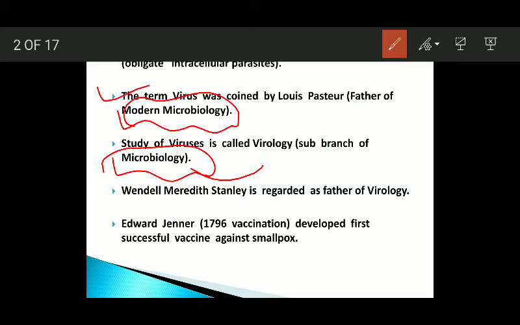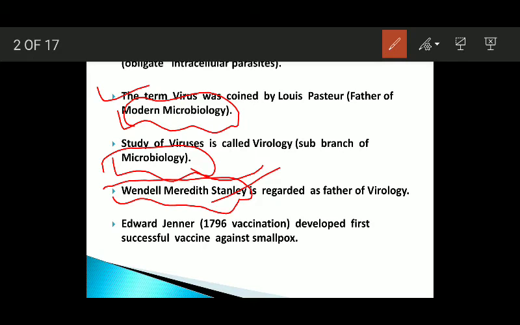Then Wendell Meredith Stanley, who also contributed a lot in the field of virology, is regarded as father of virology. These are important terms, you have to remember them. While Louis Pasteur is regarded as father of microbiology, Stanley is specifically regarded as father of virology.